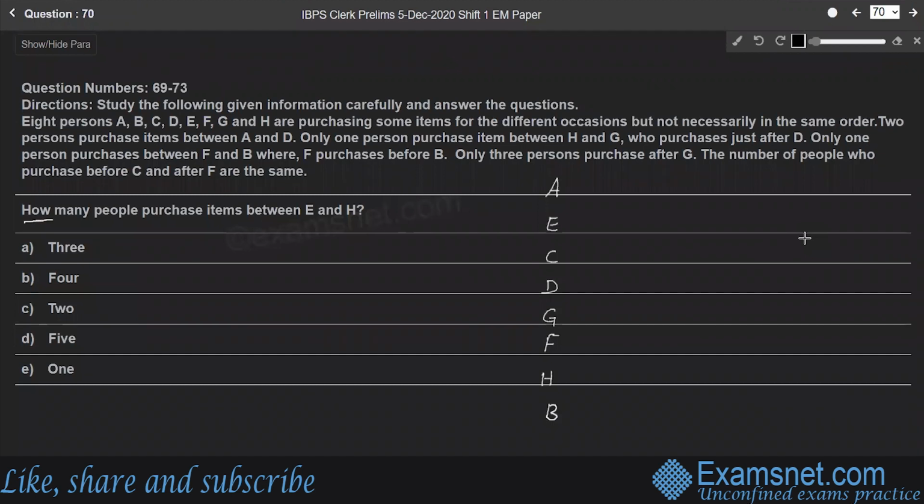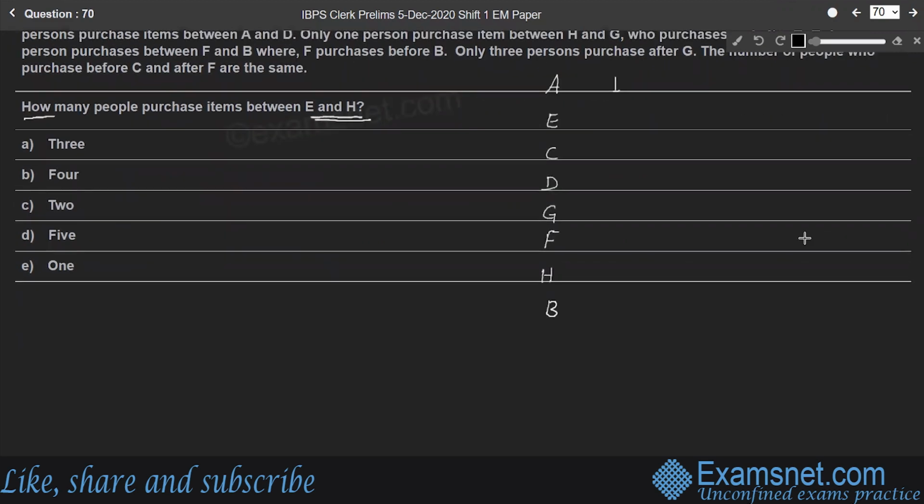Question 70. How many people purchase items between E and H? So here are people according to their purchasing order. So A is the first person and B is the last person, right? So here, how many people purchase items between E and H? E is here, H is here. So there are 4 people, right? So 4 people, hence option B is the right answer.